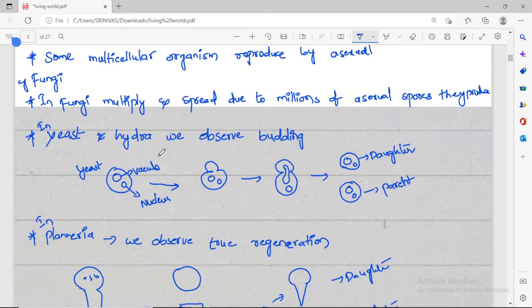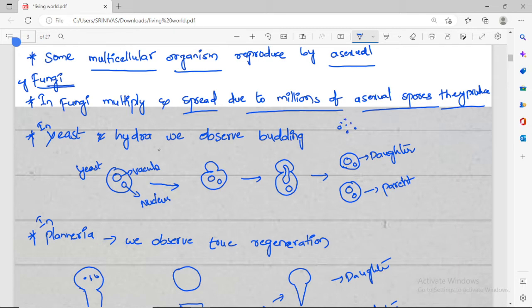Some multicellular organisms, not all, reproduce by asexual reproduction. For example, fungi. In fungi, they multiply and spread due to the millions of asexual spores they produce. Spores means small things, like seeds.